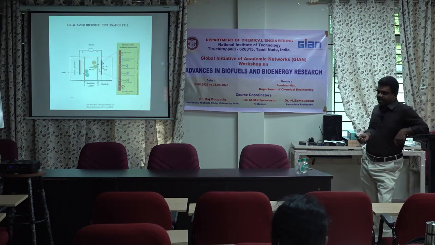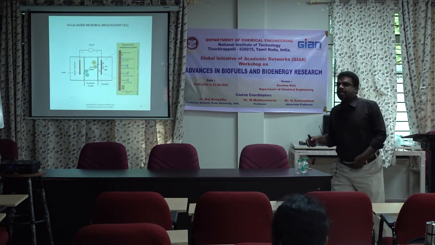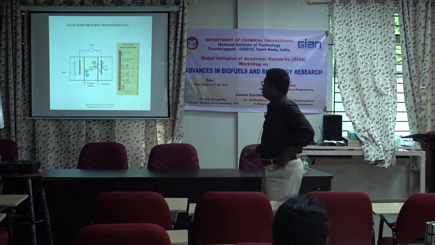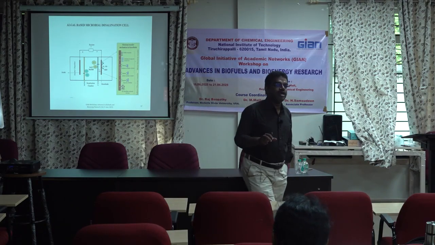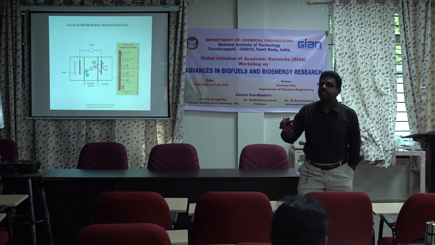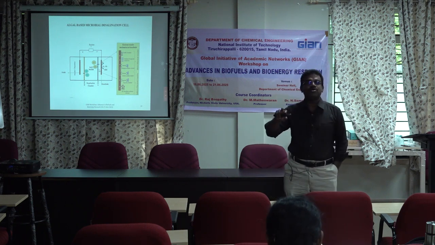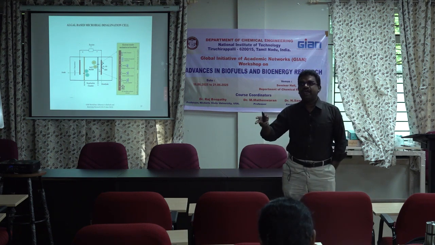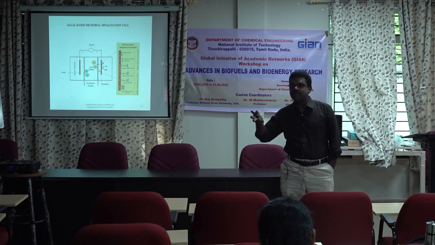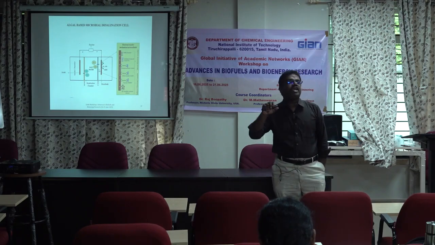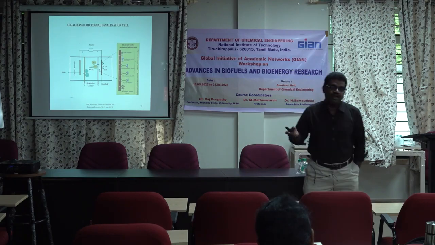Next we will go for another type of microbial desalination cell. As you know, in the microbial fuel cell the anode side is wastewater, but the cathode side will be the catholyte. It can be any water or pure water, that is deionized water, or we can take a buffer. Aerated catholyte we will use.